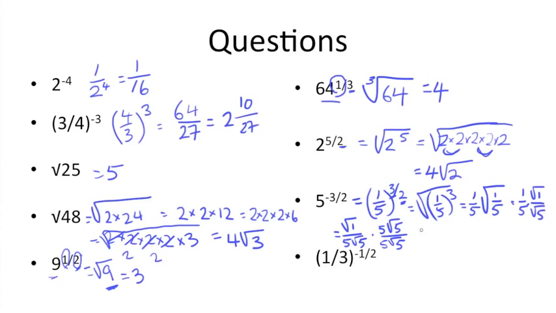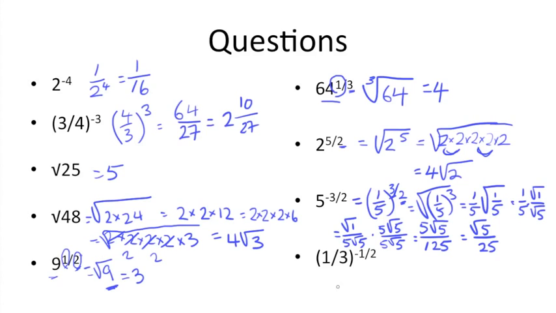And so what we're left with is 5 square root of 5 on top, 5 times 5, which is 25. The square root of 5 times the square root of 5 is 5 again. So it's 5 times 5 times 5, which is 125. And this further can be reduced. 5 goes into 125, and we're left with root 5 over 25.